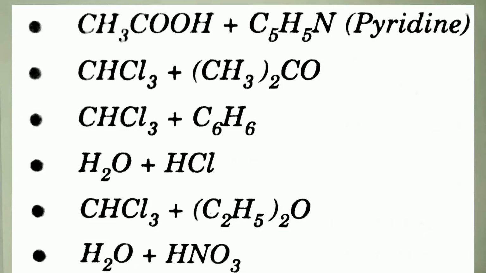Some examples having negative deviations are acetic acid and pyridine, chloroform and acetone, chloroform and benzene, water and hydrochloric acid, chloroform and ethoxyethane, water and nitric acid.